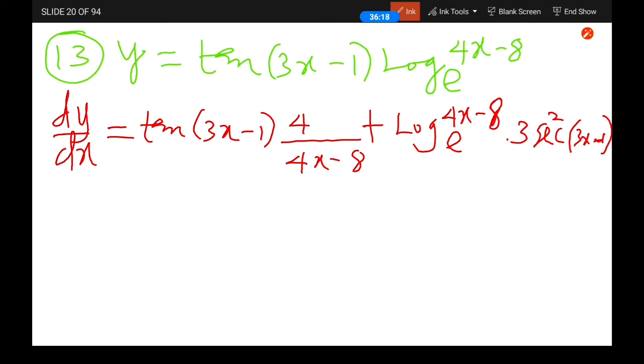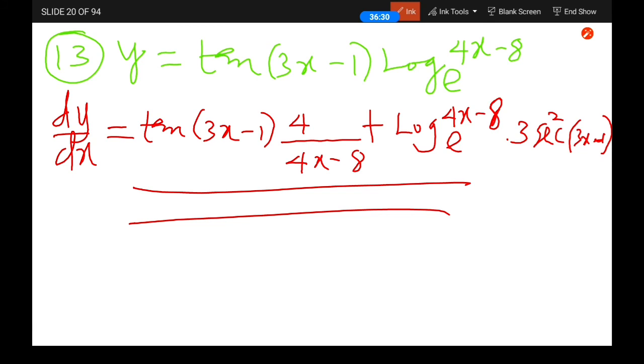Nothing is common. Let's check again. If you differentiate, leave this. Differentiate that, you get 4 over 4x minus 8. Leave this, then differentiate this. We have 3 sec square 3x minus 1. There is nothing that is common, so we leave it that way as the answer.